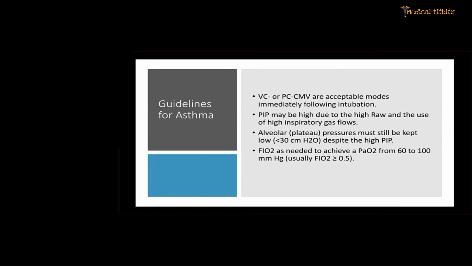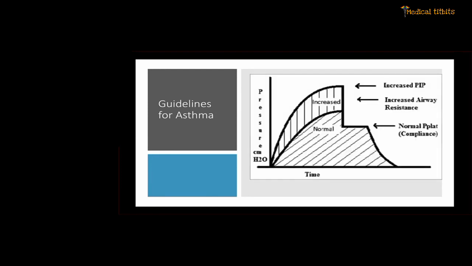But you make sure that the alveolar pressure, that is the plateau pressure, should be less than 30 centimeters of water despite a very high peak inspiratory pressure. Again, FiO2, you can be liberal. You need to give a PaO2 of something around 60 to 100. Usually, we might require a FiO2 of 0.5 and above. You start with 100% oxygen, try to come down, and then see the situation.